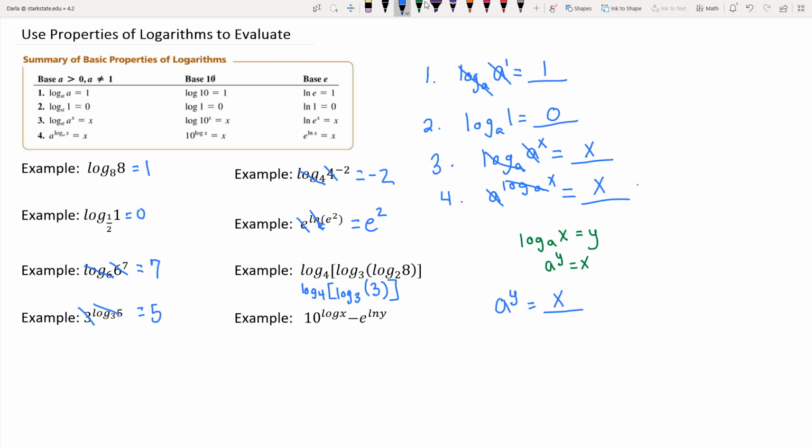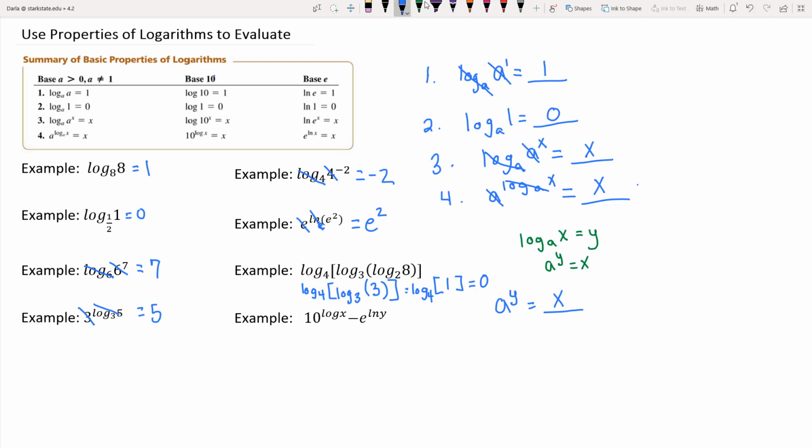And then I'd start with the innermost log, which is log base 3 of 3. But 3 raised to what power gives me 3? And the answer is 1. So I can rewrite this as log base 4 of, and I'll put the brackets because that's what I had, but log base 3 of 3 we said was 1. So this is log base 4 of 1. Well, 4 raised to what power gives me 1? And the answer is 0. So that's using your properties to get that all the way evaluated down.